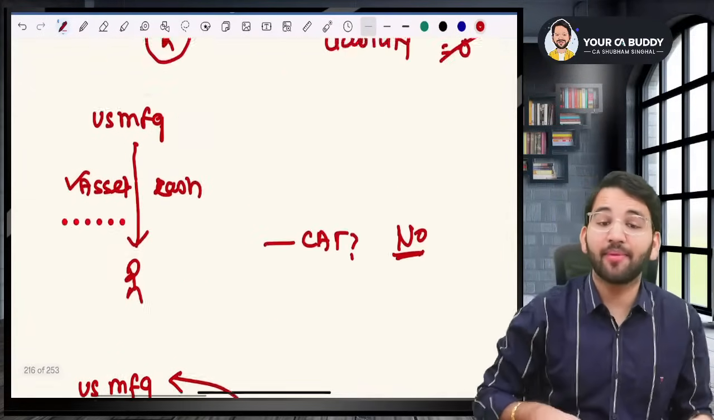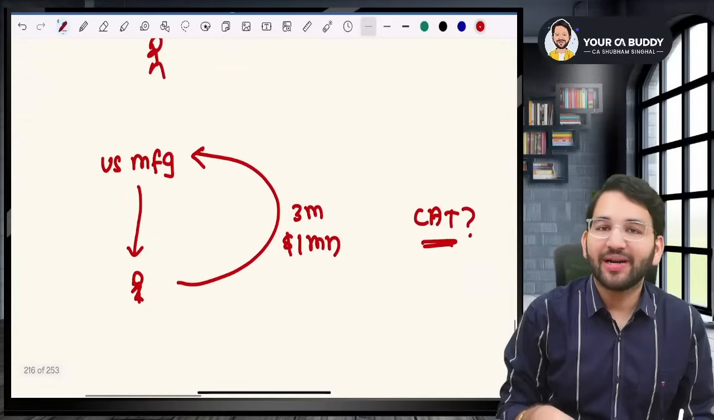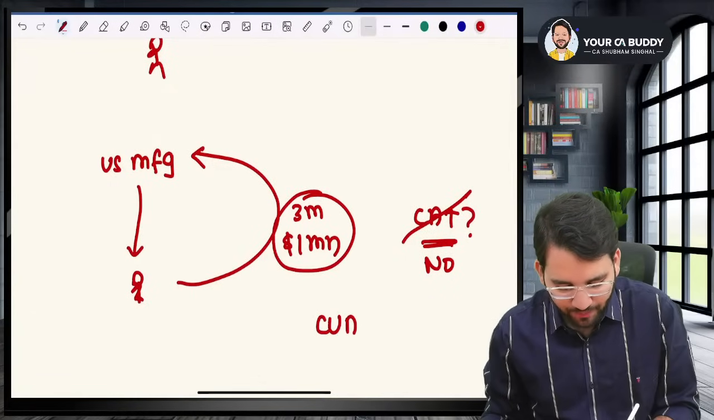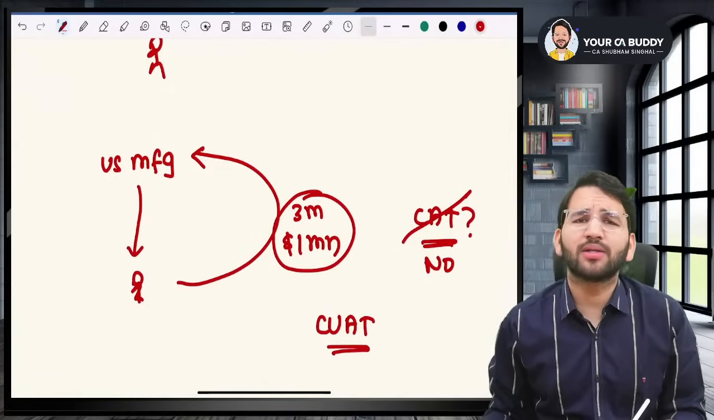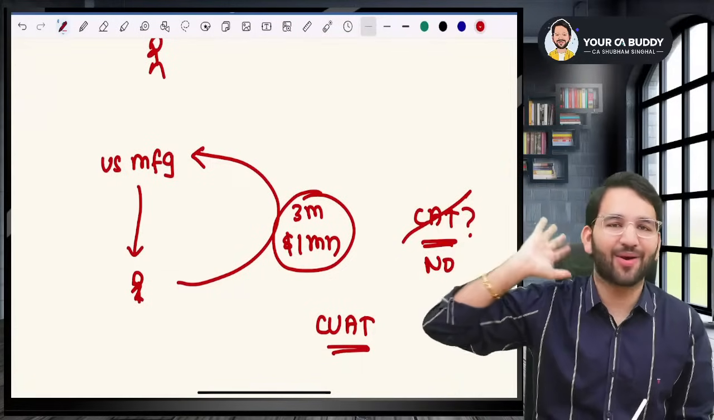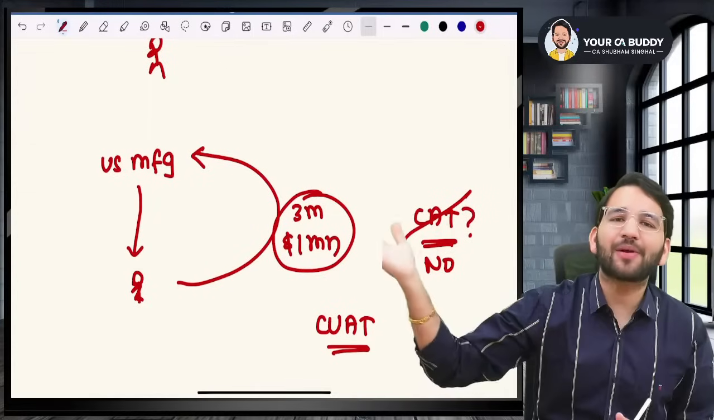Sir, yes, this is similar to the first one. But the only difference is the answer is no. It is a current account transaction. What is a current account transaction? Current account transaction means any transaction other than a capital account transaction. Sir, this is a capital account transaction.